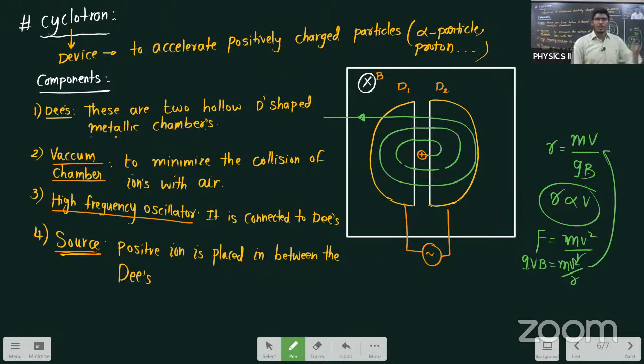So this is the end of the concepts for moving charges and magnetism. In moving charges and magnetism, what are the things that we have discussed? We have discussed the Biot-Savart law and its application. We have discussed Ampere's law and its application. Then we have discussed the magnetic moment of a revolving electron. The next thing we discussed is the cyclotron. What is a cyclotron? It is a device which is used to accelerate positively charged particles to high velocities. And what are the components of this cyclotron? The vacuum chamber, high frequency oscillator and source. I hope you understood this.